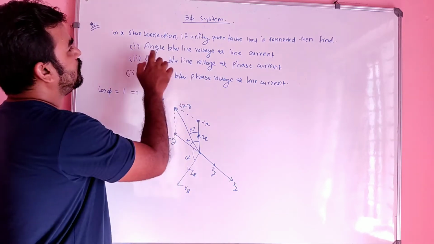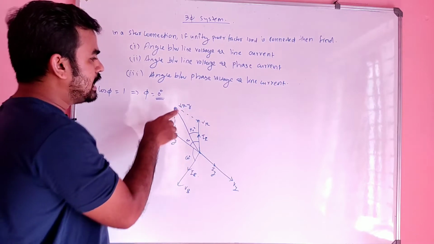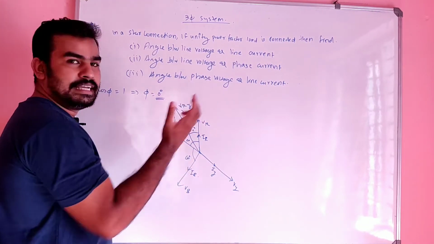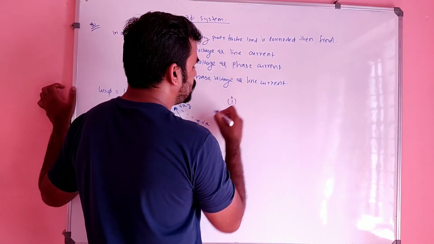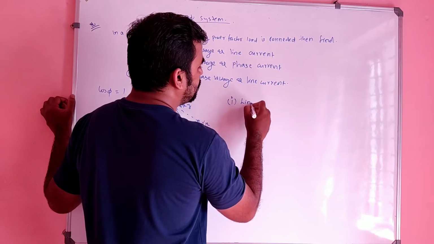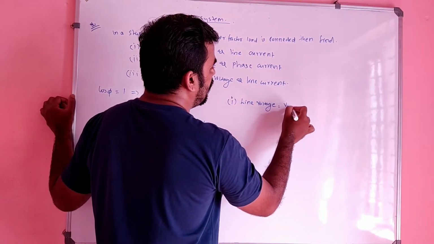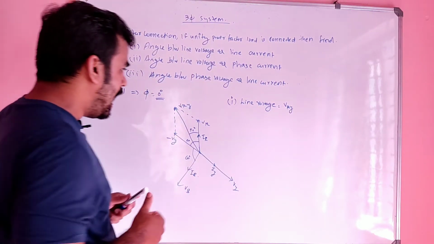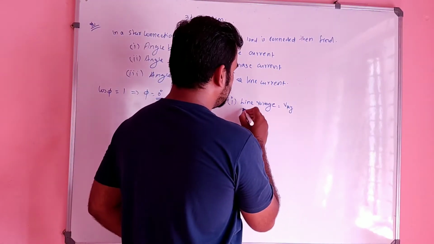We have to find the angle between line voltage and line current. See, VRY is the line voltage. Correct or wrong? So the answer will be what? First question: line voltage is nothing but VRY, right? And line current is nothing but IR.